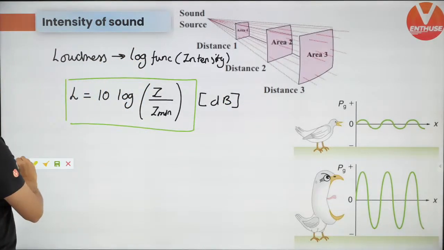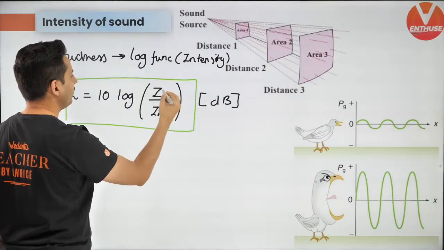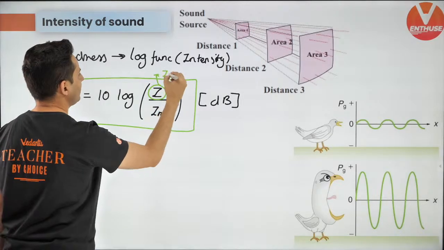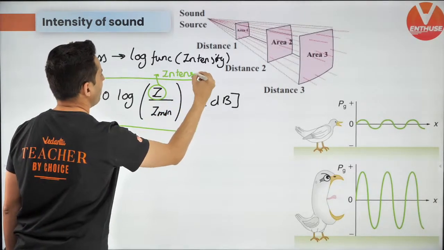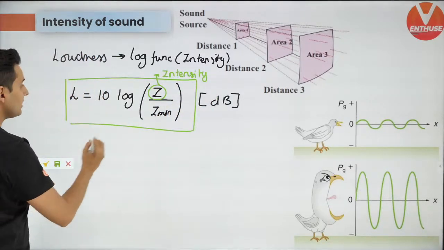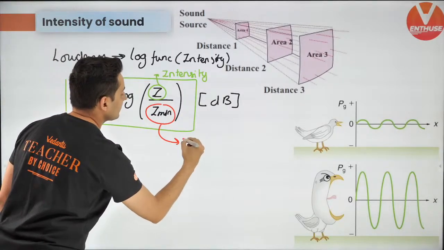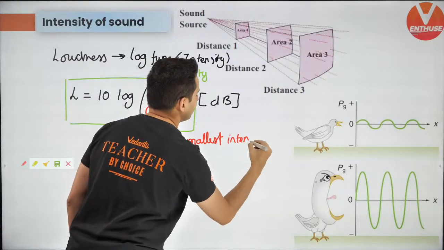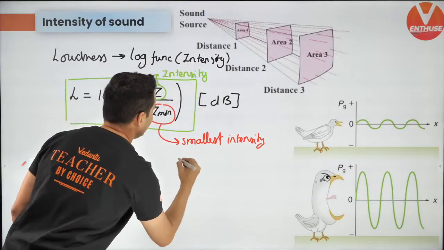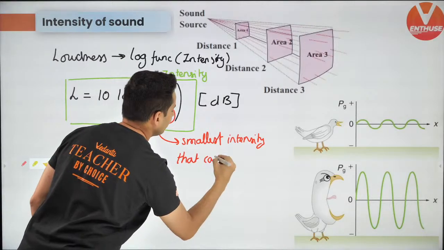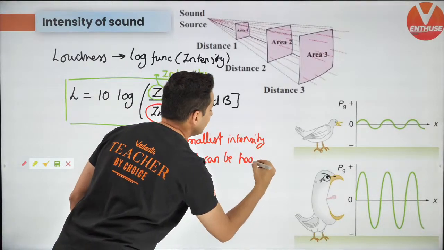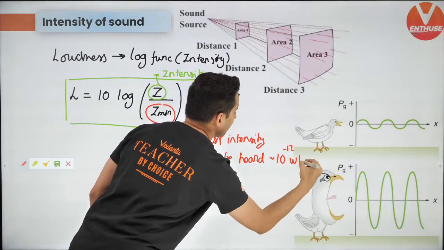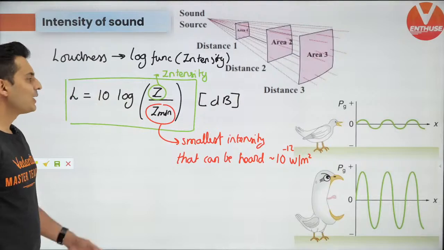Now you might be wondering what this I and I minimum are. Well, this I over here is your standard intensity. But keep this in mind, this one over here is the smallest intensity that can be heard, and that is usually 10 to the power minus 12 watts per meter square. Keep this in mind.